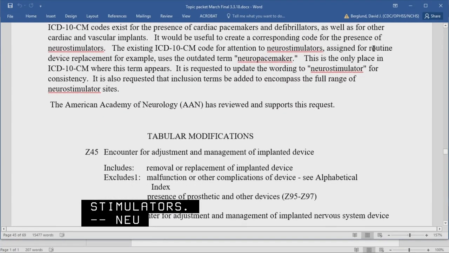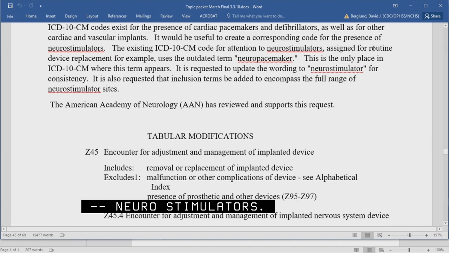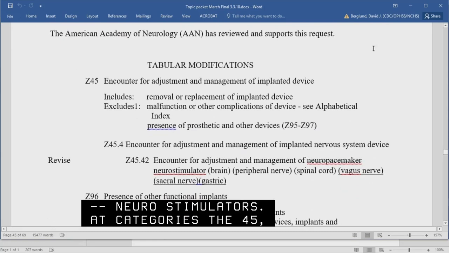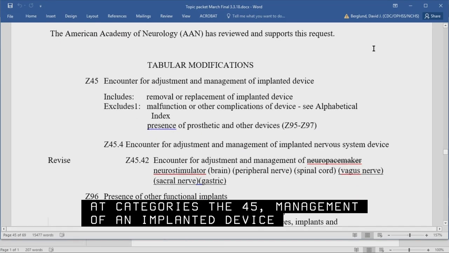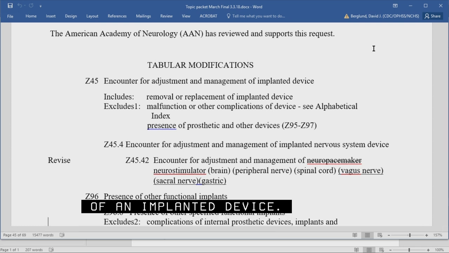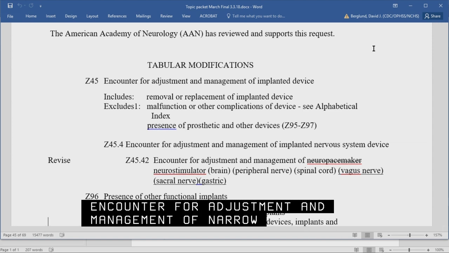At category Z45, encounter for adjustment and management of implanted device, to revise code Z45.42 to read encounter for adjustment and management of neurostimulator, brain, peripheral nerve, spinal cord, vagus nerve, and sacral nerve and gastric.